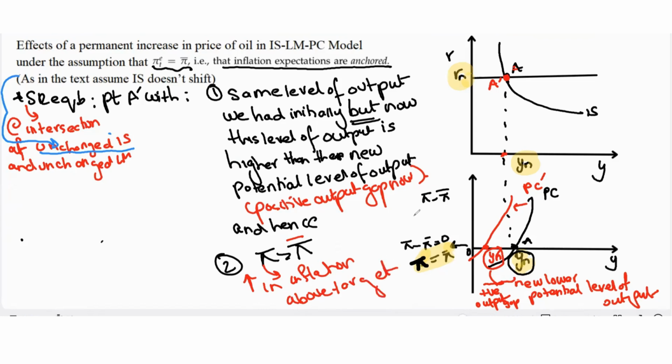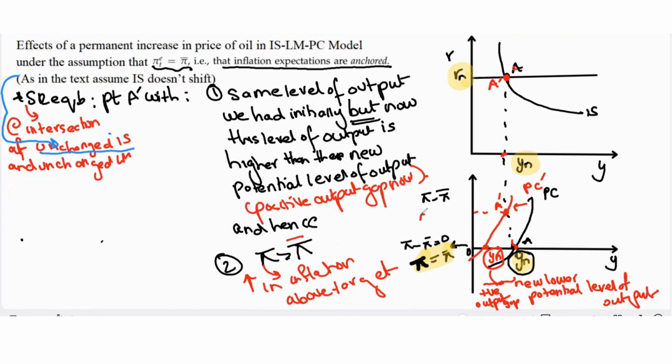When output is above the potential level, that causes inflation to exceed the target, because when output is above potential, unemployment is below the natural rate, which puts pressure on wages and prices, and inflation increases. We can see, this was A, right? But now at the same level of output that we initially had, we're on the new Phillips curve, because the Phillips curve has shifted up. So now we're at point A prime. We're no longer at point A because the Phillips curve has shifted. So at this level of output, we're now at A prime.